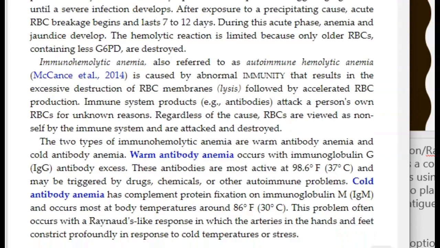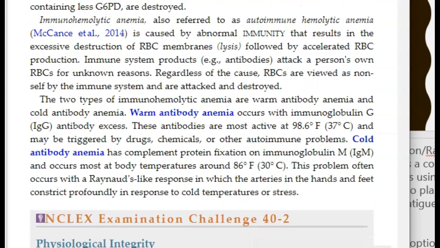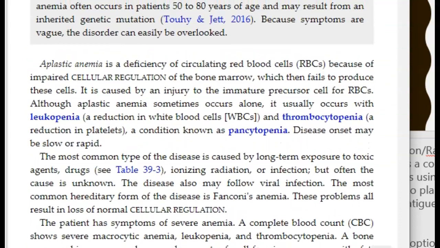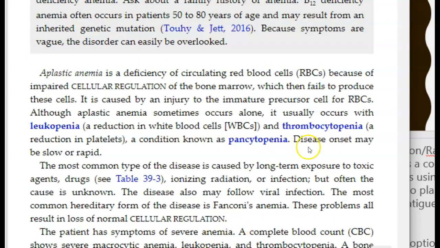But I want to go back and go over, right? I'm sorry to go backwards on you, but here I want to make sure that you understand what thrombocytopenia, pancytopenia, and leukopenia are. Read it, research it, and then it tells you like a little blurb right next to it. Leukopenia is a reduction in white blood cells. Thrombocytopenia is a reduction in platelets, and a condition known as pancytopenia. Okay.